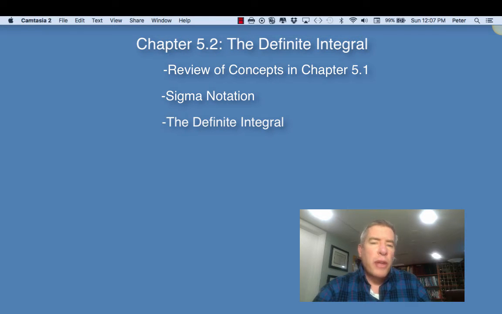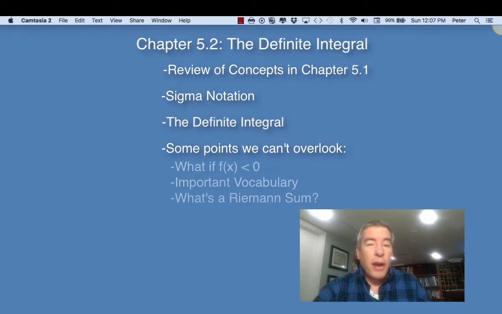Now, a couple of side notes before we wrap the video up. We're going to talk about what happens when the area is below the x-axis, or below the horizontal axis, and then we want to introduce you to a couple of vocabulary terms, specifically Riemann sum, because that's a term that is introduced in calculus, used frequently, but there's a little bit of misunderstanding about that I don't want you going off to your next math class without making sure you understand.